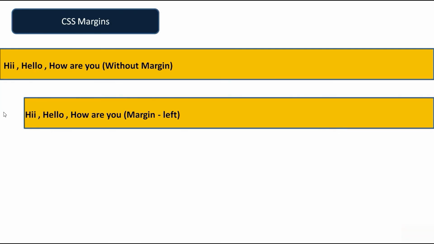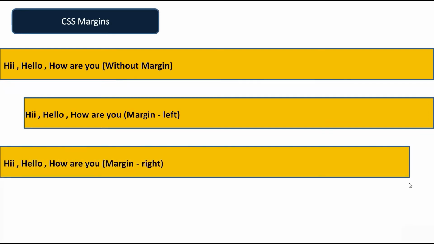Here the H1 text is starting from the 20 pixels gap from the left side. These 20 pixels gap is called as margin left. So it will take some gap from the left side and after that gap only the H1 text will be started. Suppose if you want to add the margins from the right side, here this side will be applied margin. So now I will show the example. You can see here from the right side the margin will be applied.